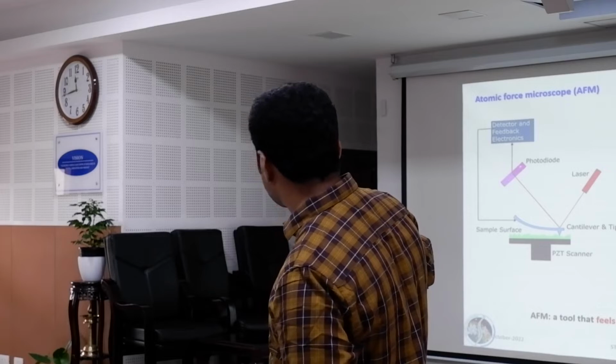Okay, just like feedback will tell if the photocurrent is larger, that means deflection is larger. That means we are very close to the surface. And if you want to reduce that one, feedback will come. It will take away the tip.